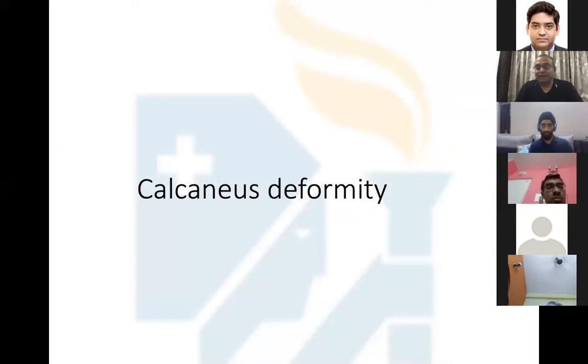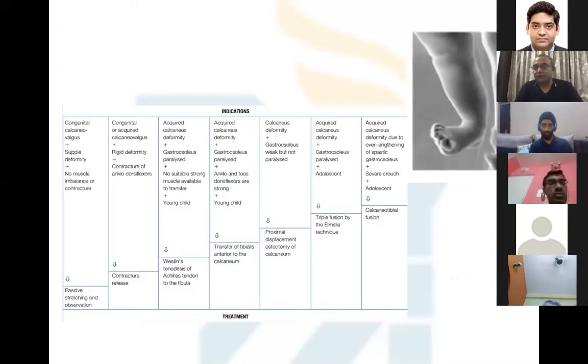Now let's go to the calcaneal deformity. Calcaneal deformity is one of the most forgiving ones. They are usually not very tight deformities. There is a calcaneovalgus foot, and usually these are supple deformities. There's not much muscle imbalance, so usually they are passively stretchable and correctable. When there is some amount of rigidity, contracture releases are at times required. There are also various causes for acquired calcaneus deformity, where depending on the amount of deformity, you may have to go for osteotomies and tendon transfers.